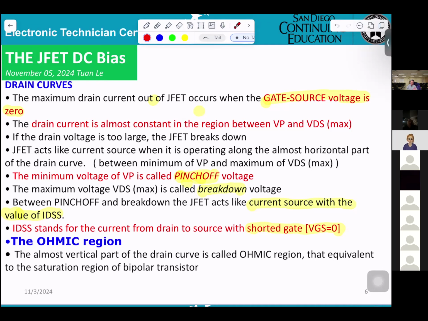And again, that's a maximum current. However, that is given to you. When they build it, they say it can carry 10 milliamps or whatever. Ohmic region: the almost vertical part of the drain curve is the ohmic region, which is equivalent to the saturation region of a bipolar transistor.